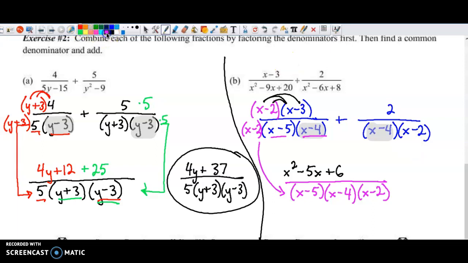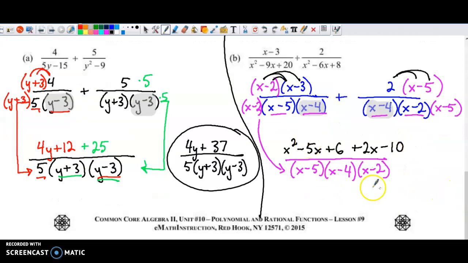Same question on the next one. I have x minus 4, I have x minus 2, I'm missing x minus 5. So I'd better multiply the bottom by x minus 5 as well as multiply the top by x minus 5. And again, I'm trying to emphasize the distributing there, that I have 2x minus 10. And my final answer, I do need you to simplify. X squared, negative 5x plus 2x is negative 3x. And 6 minus 10 is negative 4.